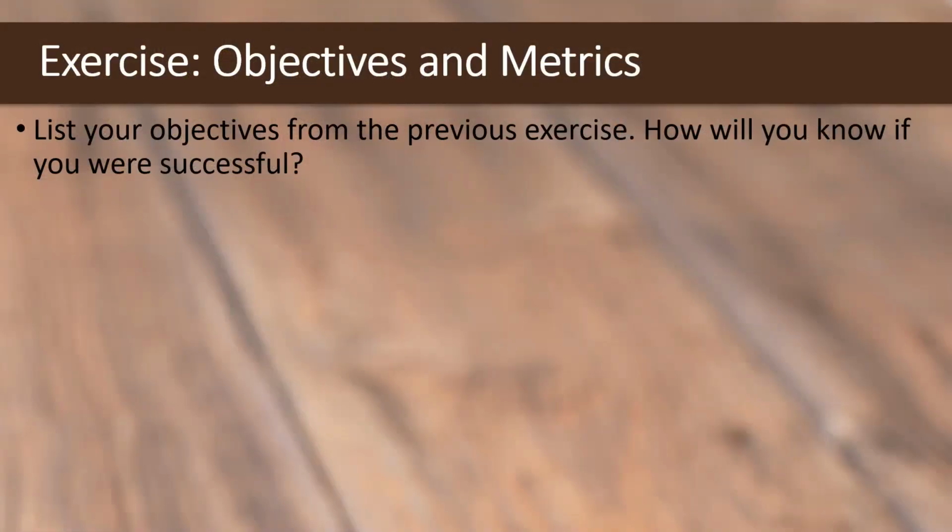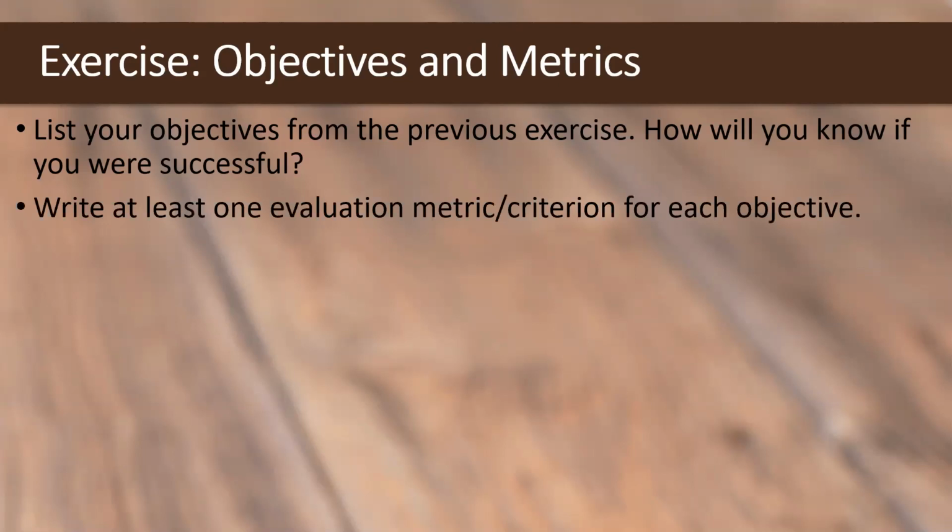So let's stop now and do an exercise to think about metrics. Remember those SMART objectives that you set from the last exercise. How do you know if they were successful? I'd like you to write at least one evaluation metric or criterion that you can use for each of your SMART objectives, preferably more than one.